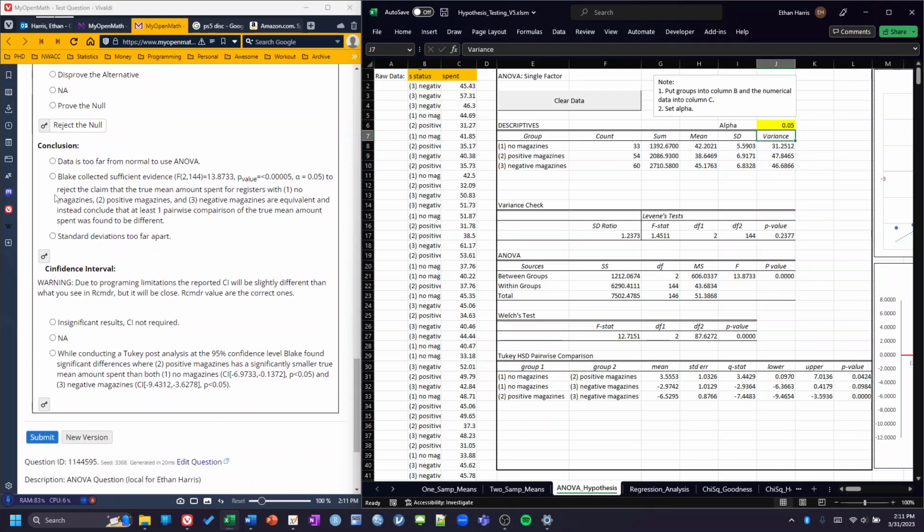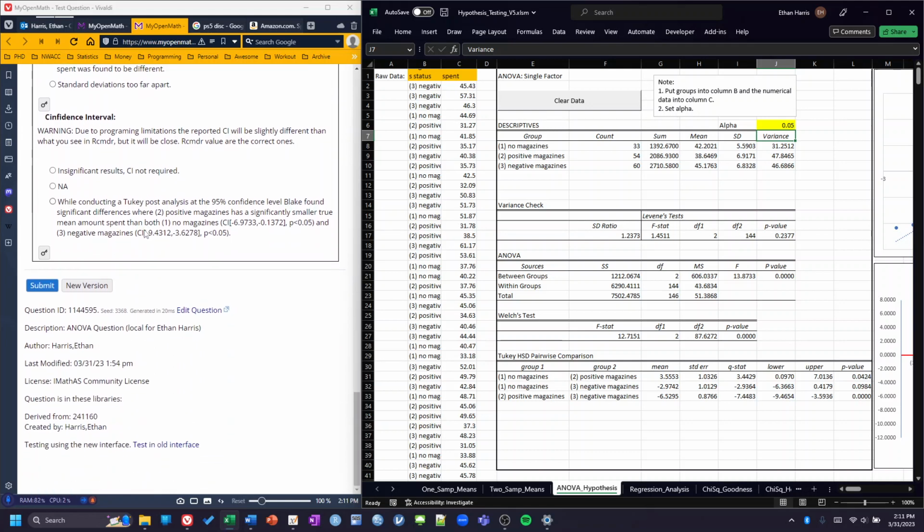Okay, so our conclusion here is going to be that Blake collected sufficient evidence to reject the claim that the true mean amount spent for registers with no magazines, positive magazines, and negative magazines are equivalent, and instead to conclude that at least one pairwise comparison of the true mean amount spent was found to be different. Okay, that's our conclusion. Now we look at our confidence interval. While conducting the Tukey post hoc analysis at the 95% confidence level, Blake found significant differences. Now here we have to talk about all of the significant differences. We've got to talk about them all.